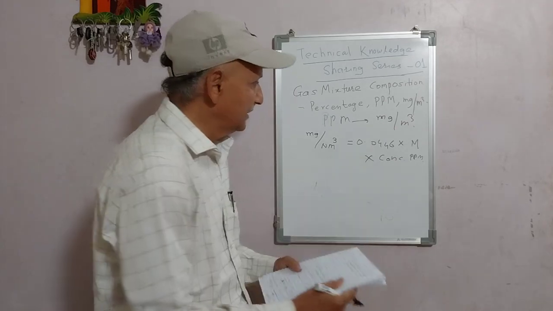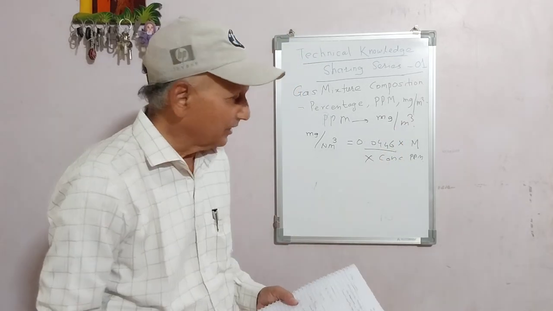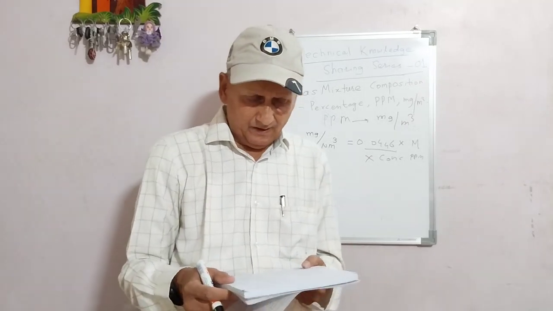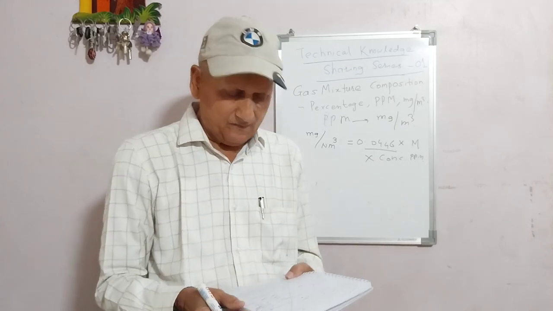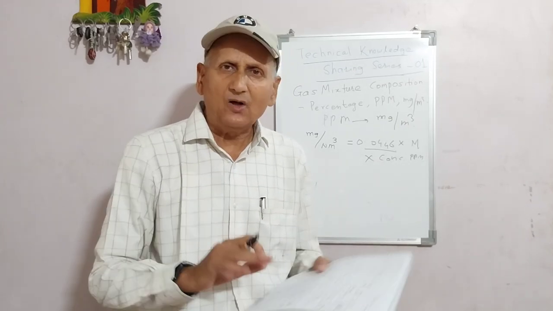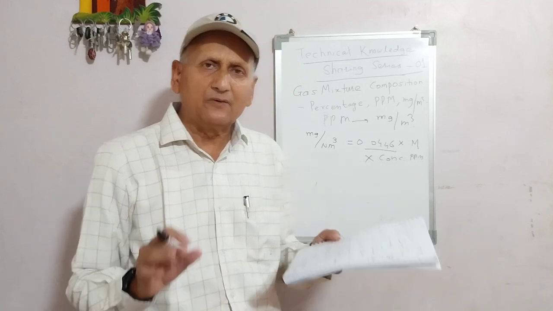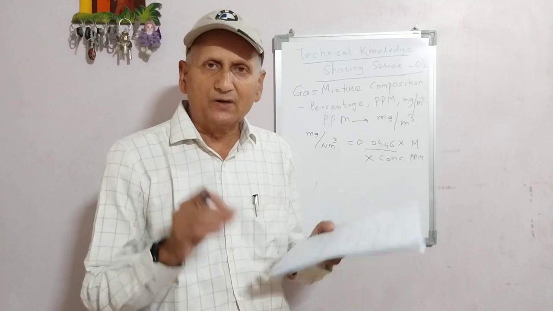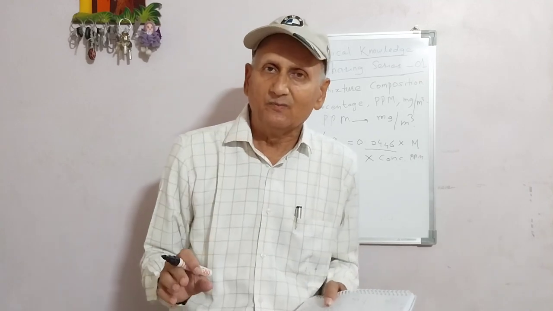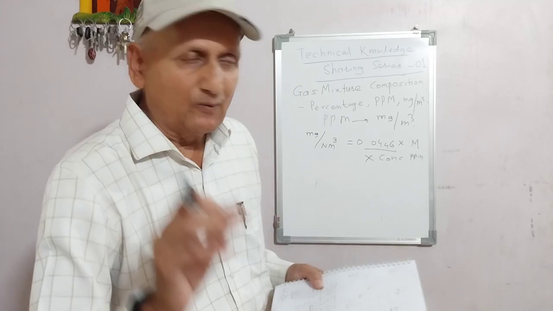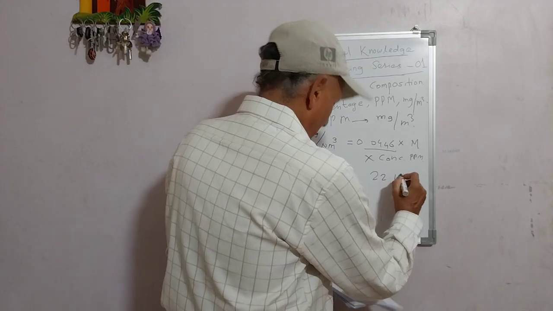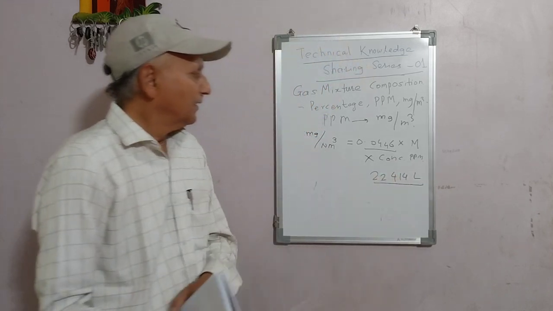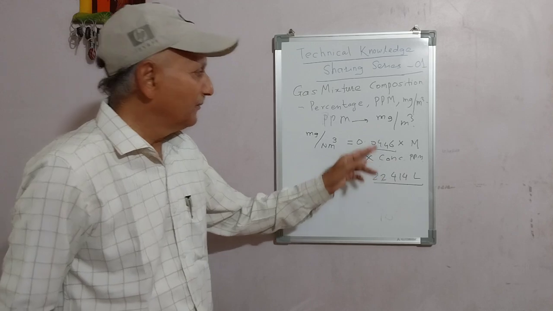Now you see here this factor is there. It is very important. So there is Avogadro's law, that at NTP condition, all gases in the world at 1.033 kg per centimeter square absolute pressure and 0 degree centigrade occupy the same volume. Surprisingly, that volume is 22.414 liters. So this factor has come from that.